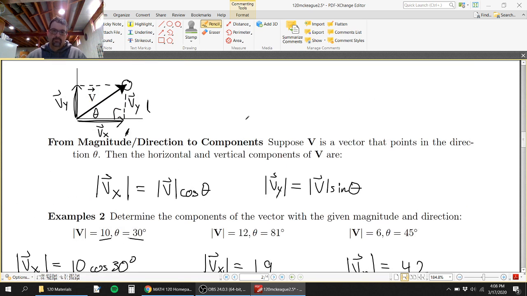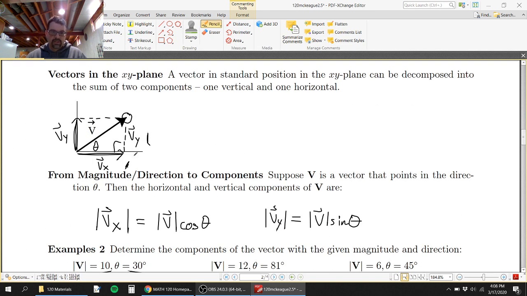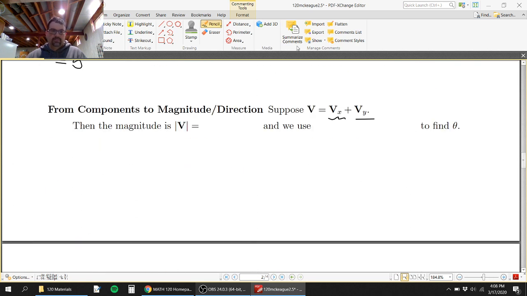So these formulas just came from knowing the hypotenuse and knowing theta, and then using SOHCAHTOA to get those formulas. The other way, knowing Vx and Vy and getting the other things, is like knowing the two legs of a right triangle and figuring out the hypotenuse and the angle involved. In particular, those formulas end up giving you the Pythagorean Theorem: the length of Vx squared, the length of Vy squared, add them up, take a square root.